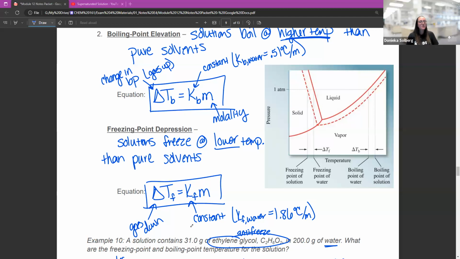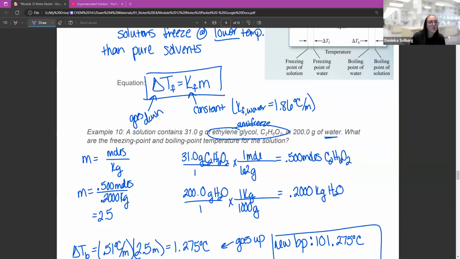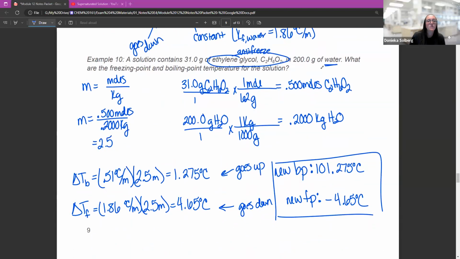Okay, so example number 10 says the solution contains 31 grams of ethylene glycol in 200 grams of water. What are the freezing point and boiling point temperatures for this solution? Now, if it's in water, that means the original freezing point was 0 degrees Celsius and the original boiling point is 100 degrees Celsius. So you do need to know those temperatures. I'm not going to put them on the equation sheet. You should know that water freezes at 0 and boils at 100.